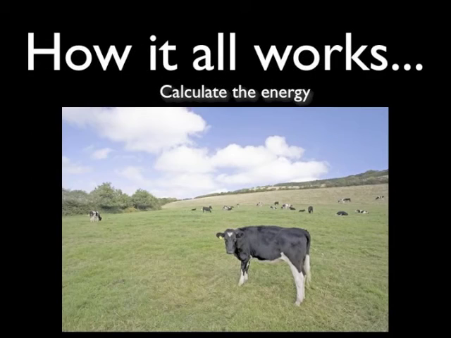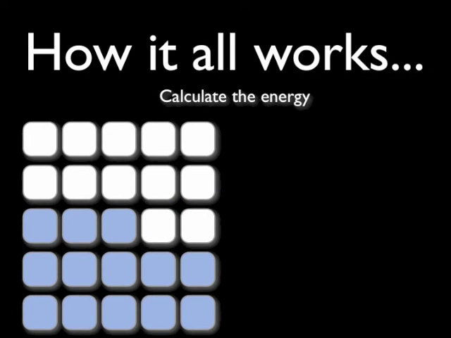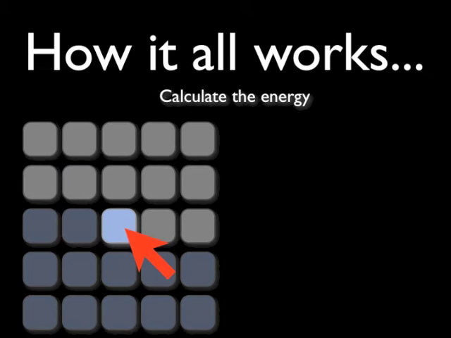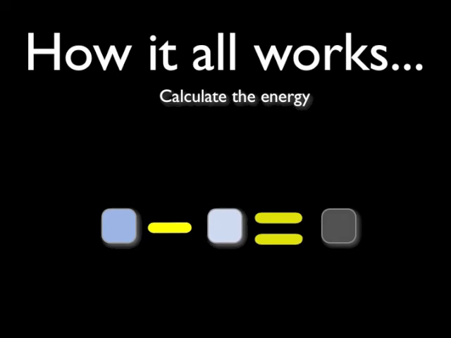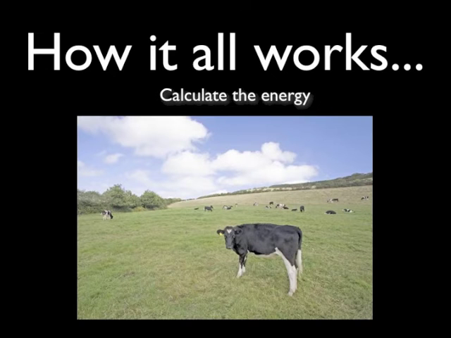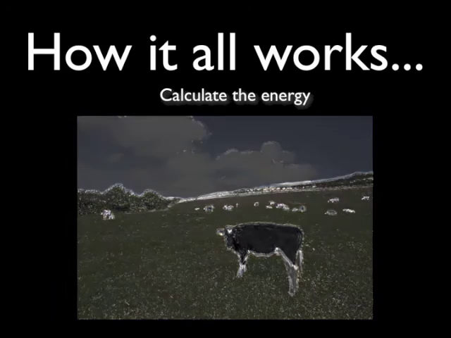So how does this all work? The first step is to calculate the energy of each pixel in the image. Let's say we were trying to calculate the energy of this pixel right here. The first thing we would do is calculate the average color of the pixels in the immediate area around the pixel. Then we would find out what the difference of color was between the pixel in question and the average color of the pixels around it. If we visualize this process, it would look something like this.